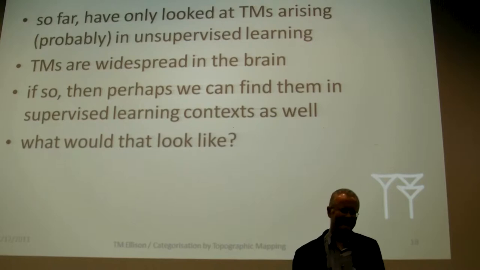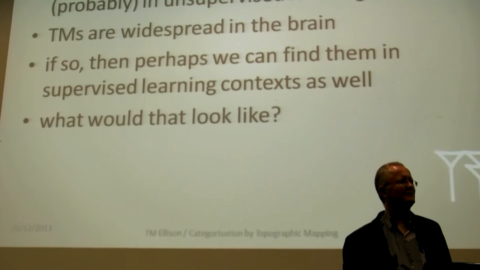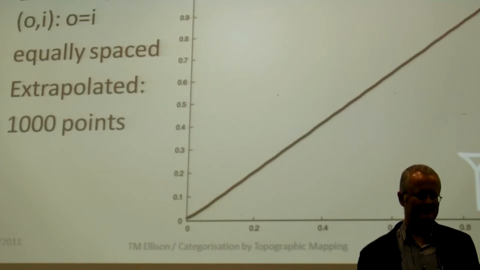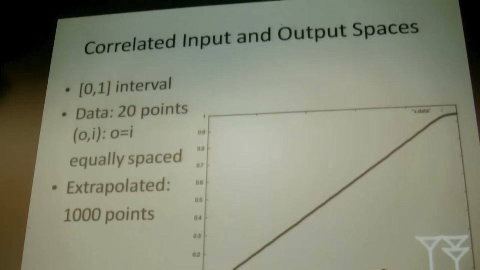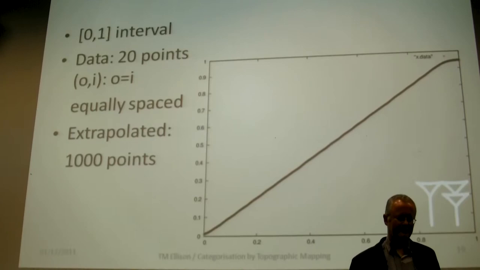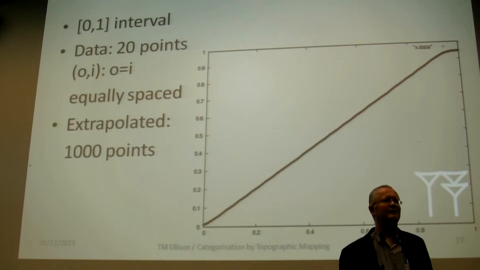Okay? So if we're finding them, perhaps we can find them in supervised learning contexts as well. So what would they look like? What would it look like if we did supervised learning with these things? Well, basically they can learn a simple correlation pretty well. So here, I gave a little simulator 20 points between 0 and 1, and the function applied to those points was y equals x, or output equals input. And they're equally spaced.